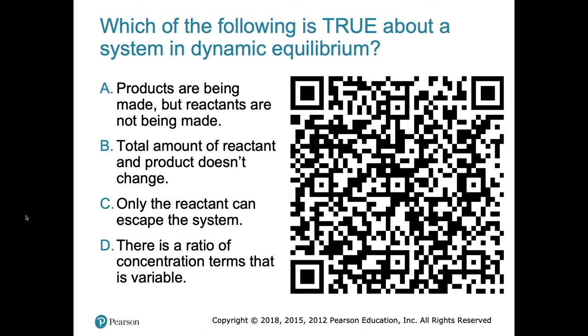Okay, all right, which of the following is true about a system in dynamic equilibrium? The products are being made, but the reactants are not being made. Total amount of reactants and products doesn't change. Only the reactant can escape the system, or the ratio of the concentrations is variable.